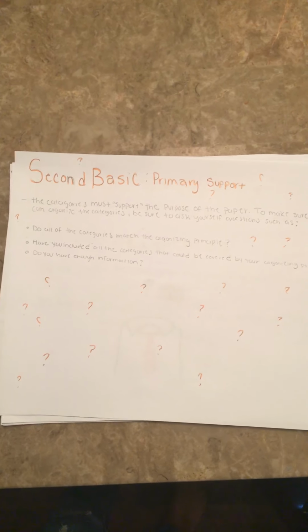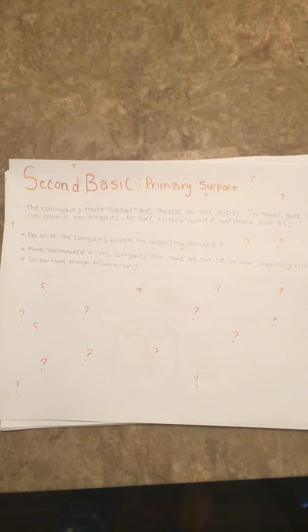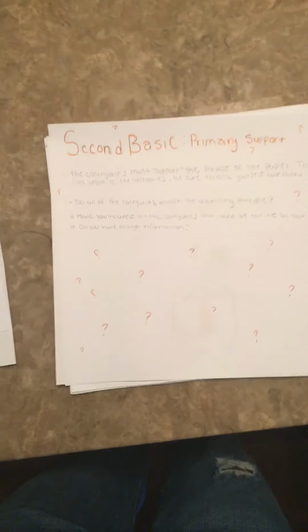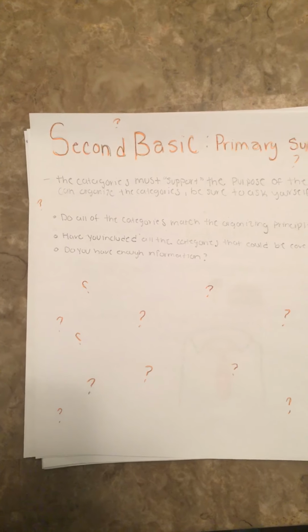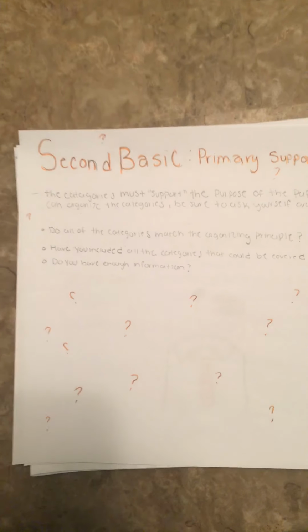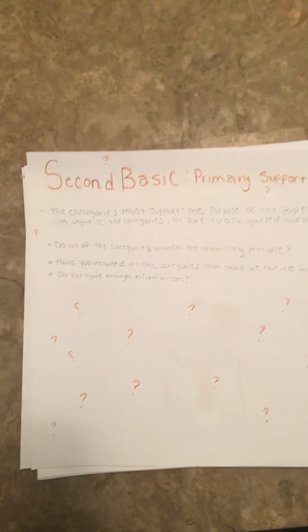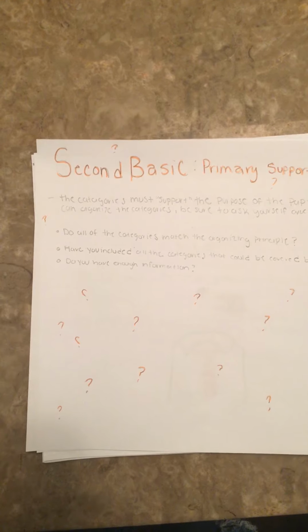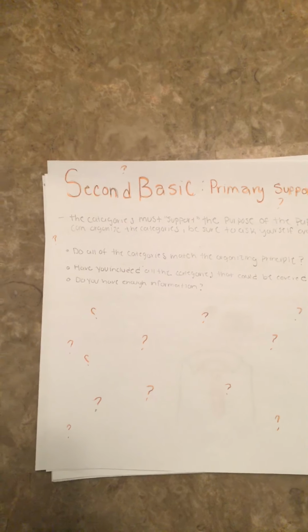The second basic is primary support. The categories must support the purpose of the paper. To make sure you can organize the categories, be sure to ask these types of questions to check you've done it correctly. One, do all the categories match the organizing principle? Two, have you included all categories that could be covered by the principle? And lastly, do you have enough information? Add as much information as you can, because you would rather have more than enough than very little.